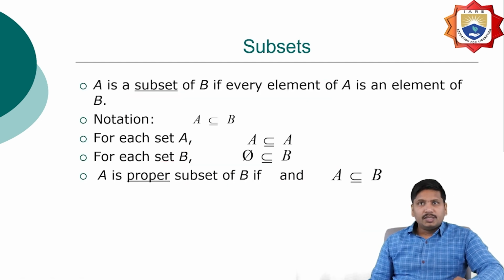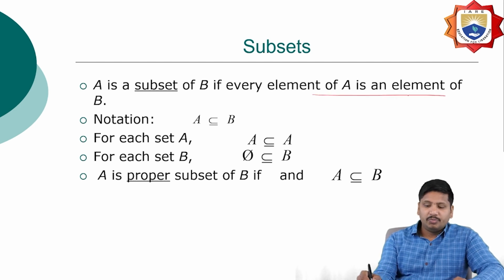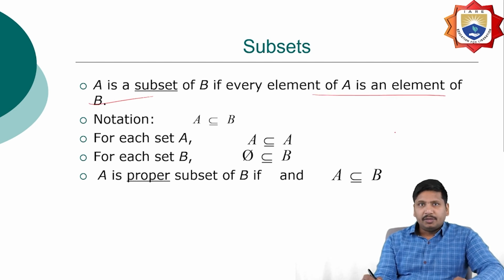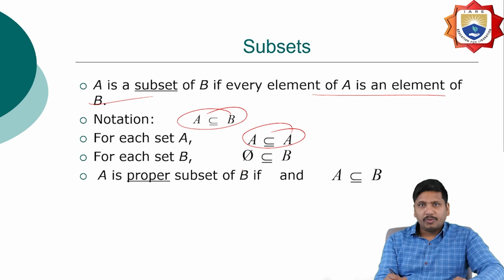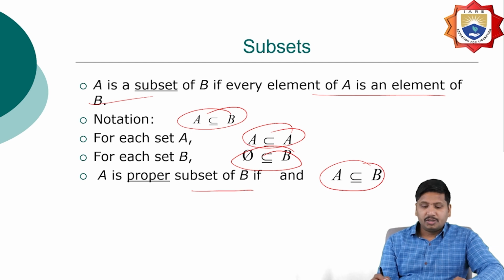And next one, what is a subset? A is said to be a subset of B when every element of A is an element of B. The convention is A subset of B. For each set A, A is automatically a subset of A, and for each set B, the empty set is a subset of B. And A is a superset of B if and only if it satisfies the condition that B is a subset of A. Okay. Suppose if I have elements.